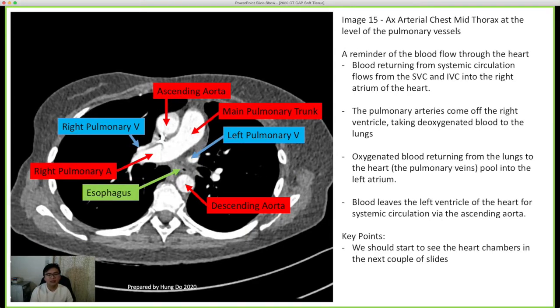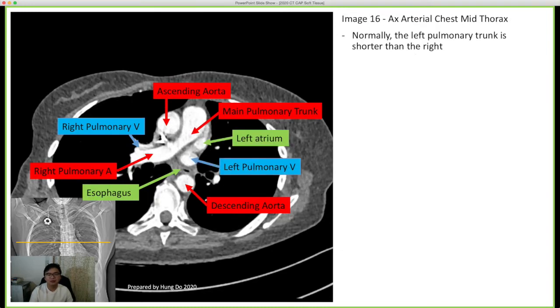Again, very similar to the previous structure. Now, I've labelled the left atrium there, but I don't expect you to know it from this picture. Again, please scroll up and down to make sure that you are saying the right things and you're labelling things correctly. You can see there that the left pulmonary vein is very close to the pulmonary artery, and at this point you no longer see the left pulmonary artery.